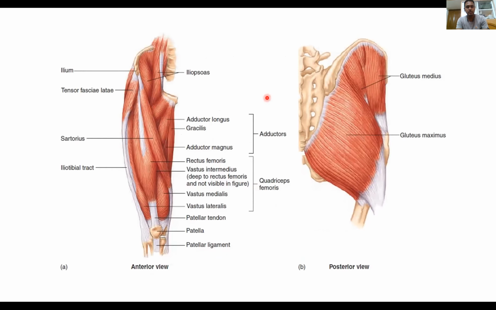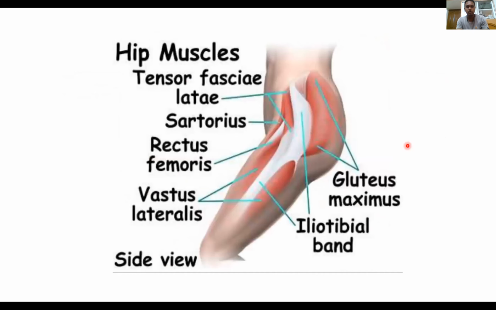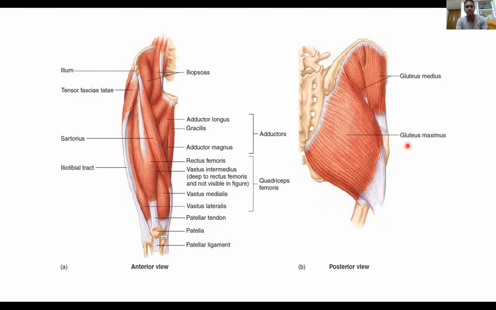From anterior, iliopsoas, you already know, is a flexor, then tensor fasciae latae and sartorius. These two muscles are important in the anterior approach. You can see the adductors on the medial side, and laterally the iliotibial tract and vastus lateralis muscle. So these are the important muscles in the anterior, lateral and medial compartments, and these are the posterior compartment muscles. You can see gluteus maximus, the bulkiest muscle here, from the lateral side. This is just for surgical orientation.